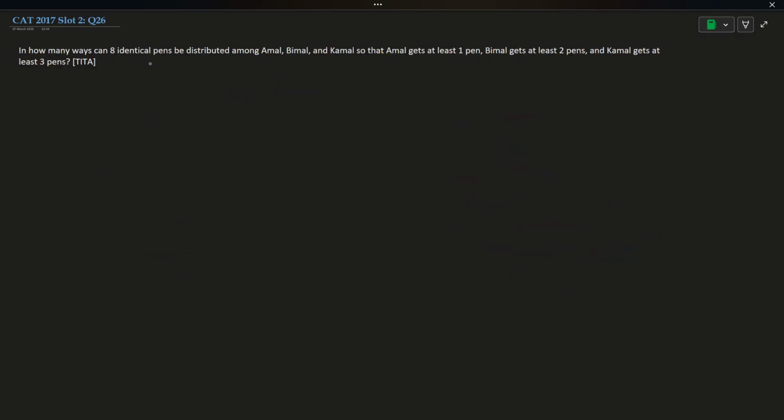In how many ways can 8 identical, very very important, identical pens be distributed among Amal, Bimal and Kamal, so that Amal gets at least 1 pen, Bimal gets at least 2 pens, and Kamal gets at least 3 pens. I have Amal, Bimal and Kamal. Let's say Amal gets X number of pens, Bimal gets Y number of pens, Kamal gets Z number of pens. So my first equation will be X plus Y plus Z is equal to 8.